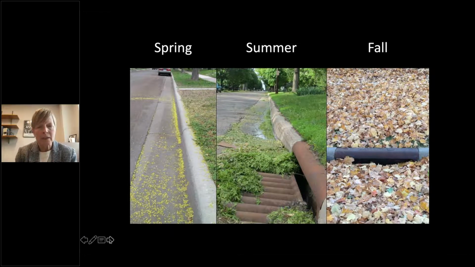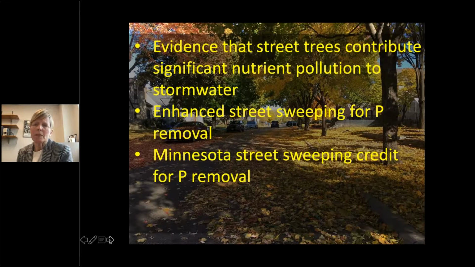Then they'll be dropping seeds, and then in autumn, or at the time of peak litter fall, obviously we get a lot of leaves coming into the street, but there is litter fall entering streets throughout the different seasons. So first, I'm going to talk about evidence that street trees contribute significant nutrient pollution to stormwater.